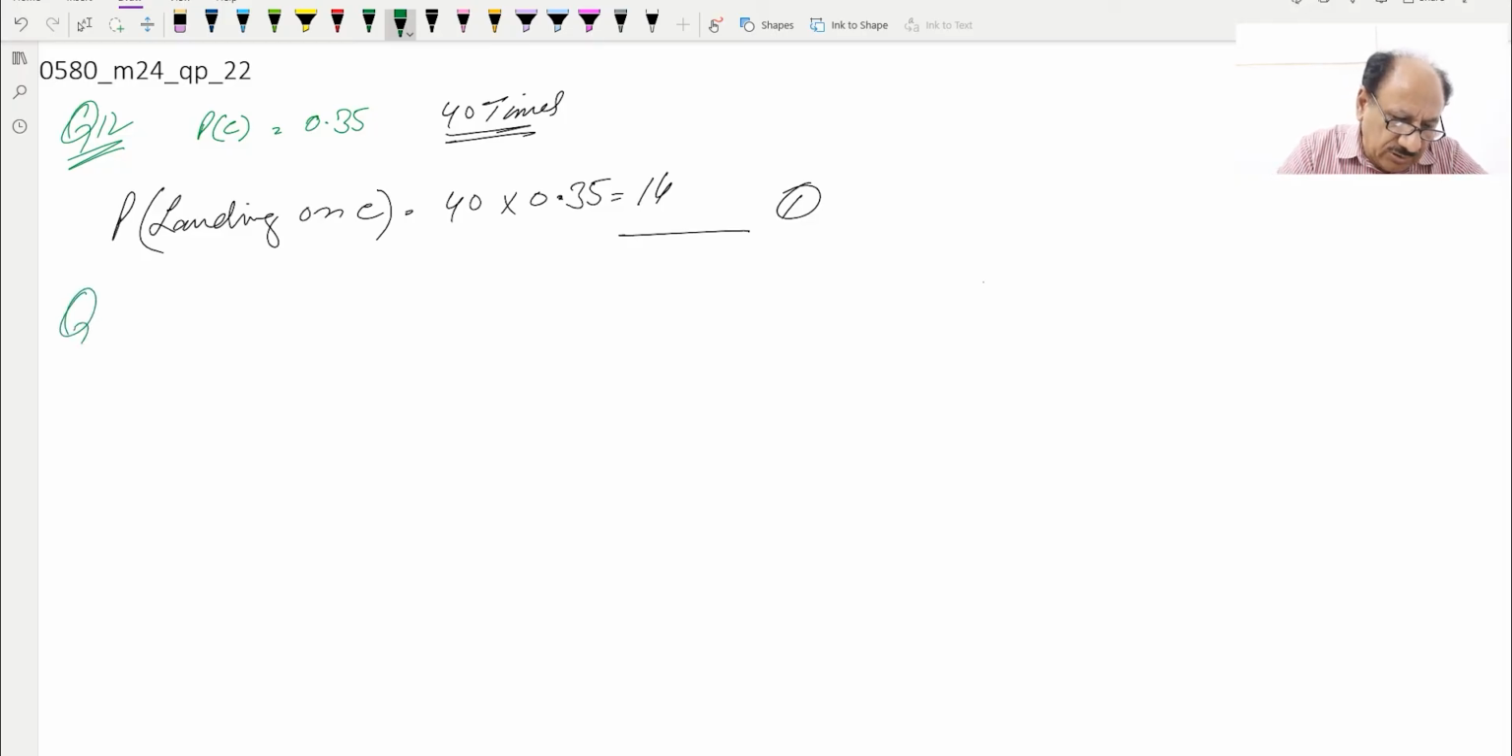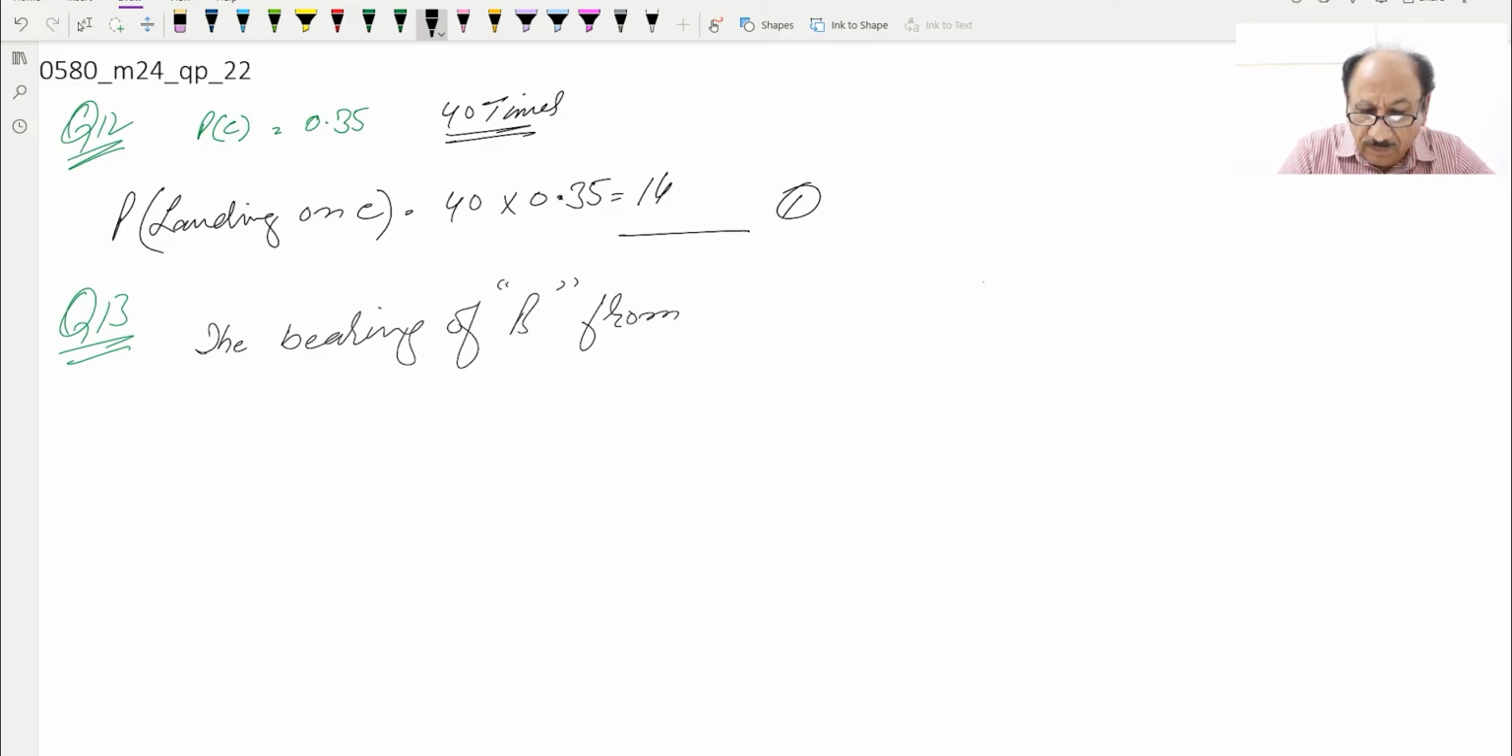And question number 13 is a bearing question. Bearing questions are mostly in paper 4, where they come mixed with sine rule, cosine rule, trigonometry, geometry, and they make very difficult questions. But this question is simple because this is in paper 2. Question number 13, the bearing of B from A. The question wording is very important in bearing and probability questions. This is very important whenever they say bearing of B from A. So how will you draw it?